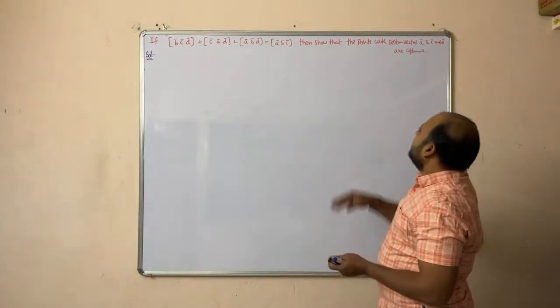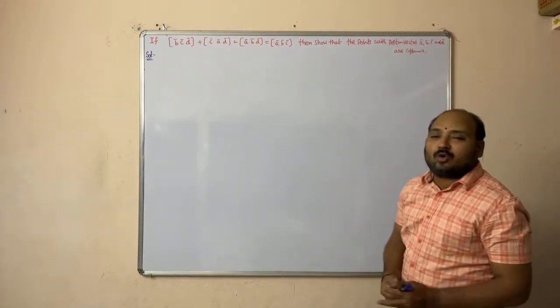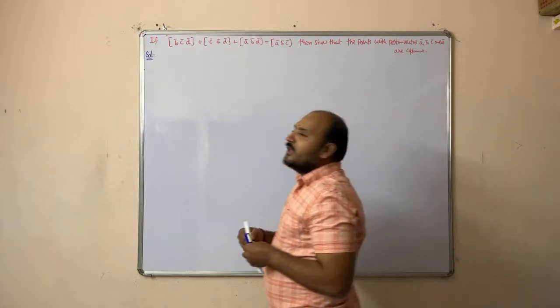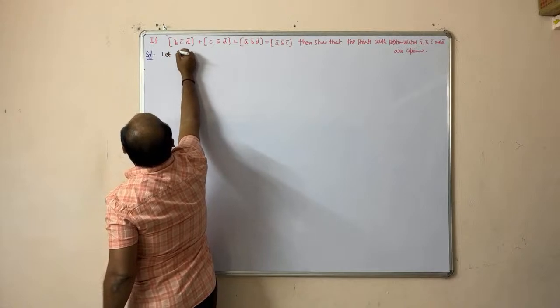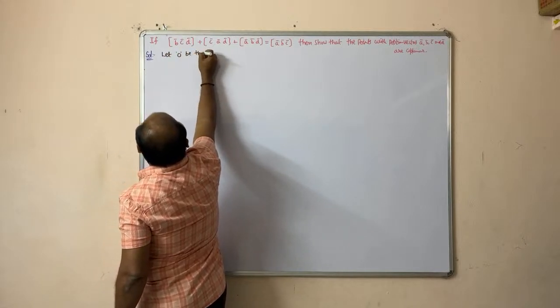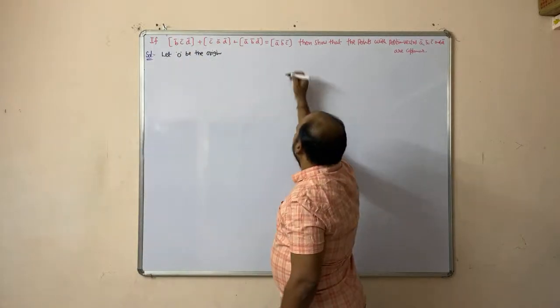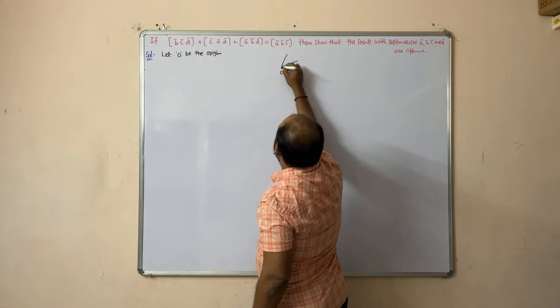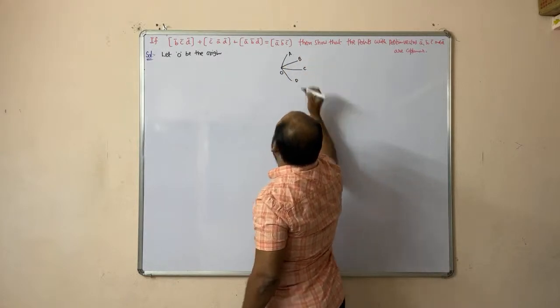See here, the condition here is that the position vectors A bar, B bar, C bar and D bar are coplanar. They mentioned position vectors also. So what I am doing is, first let O be the origin. Let O be the origin, like this. A point, B point, C point, D point.